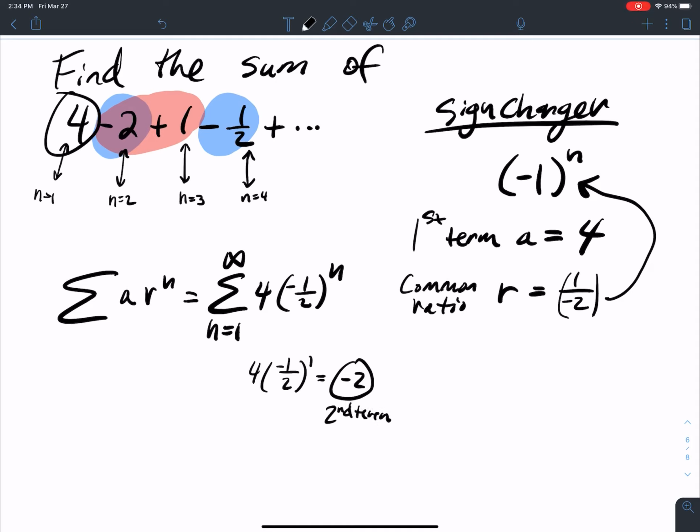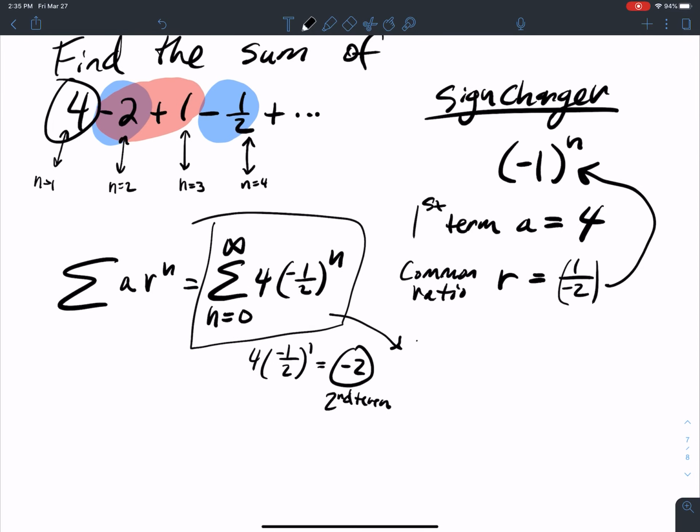So how do I make it not the second term? I can turn this into a 0, or I can turn this into a -1. Whichever one makes you feel better, okay? So if I change this to start at 0 instead, this would be what? It would be 4 times -1/2 to the 0, which is 4, and that's the first term. And then the next term would be -2, and then 1, and then -1/2, and so on, right? So that's what we're looking for there.